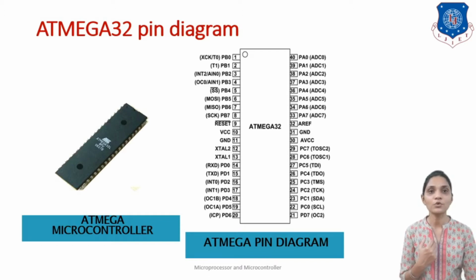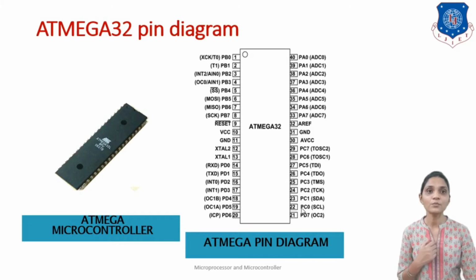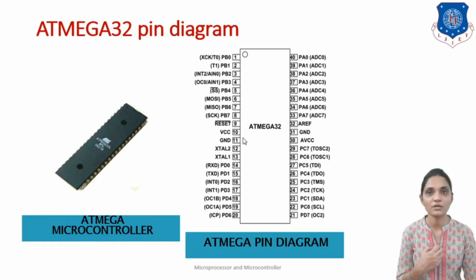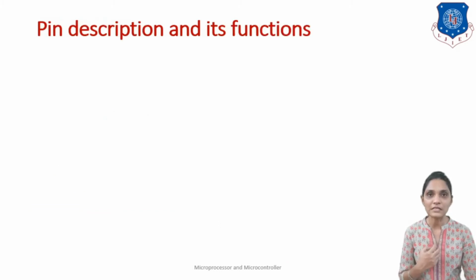Then we have port D, that is PD0, PD1 up to PD6, and then PD7 at the 20th pin. Then we have port C, that is PC0 to PC7, which also has some dual functionality. What that functionality is, we will see in the description. And then we have AVCC, then ground, AREF, that is the reference, and the port A from PA0 to PA7. So this is the basic pin diagram for ATmega32. Now we will see each and every pin in detail.